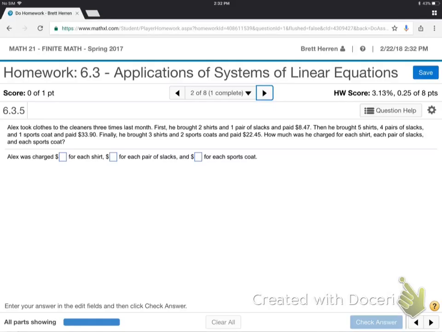Just put it in your calculator. We got almost 15 minutes. Let's do as much as we can. Alex took clothes to the cleaners 3 times last month. First, he brought 2 shirts and 1 pair of slacks and paid $8.47. All right. So they're both S's, so I'm going to call it shirts and pants. Shirts and pair of slacks. So 2 shirts plus 1 pair of slacks came out to be $8.47.